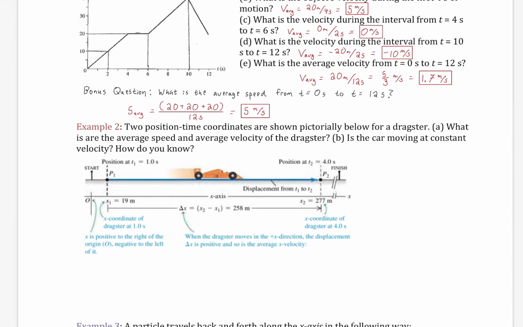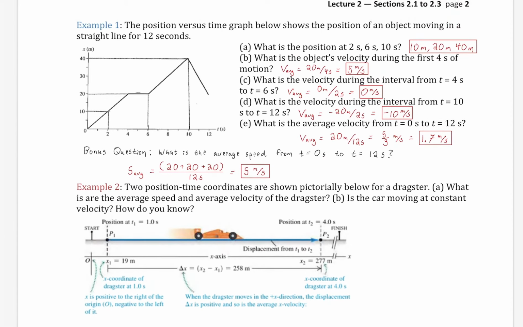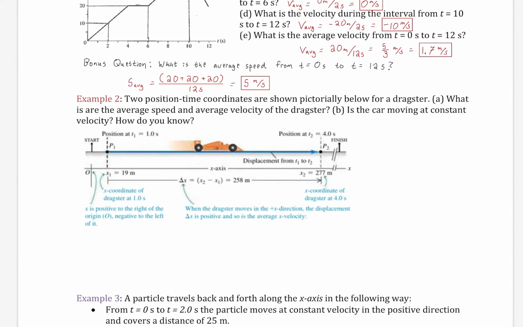Okay? Let's take a look at example 2. Example 2 is a type of problem that involves a motion diagram. Okay? A motion diagram is not like a graph, but instead is like snapshots in time. It's like taking photos and then overlaying those photos on top of each other. And that's what we're seeing here.